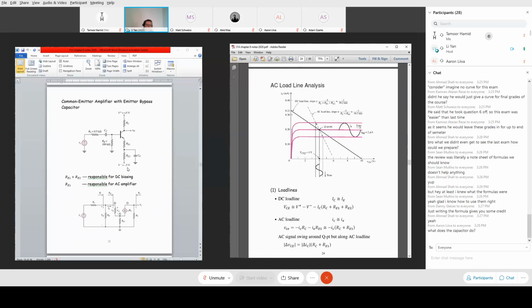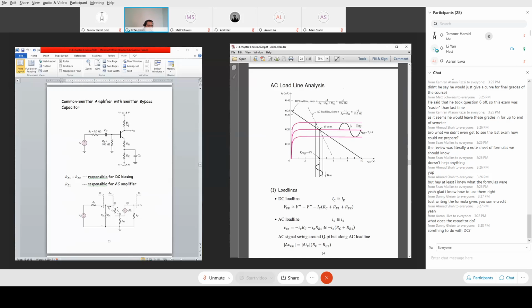So go back to the original circuit. If you neglect the capacitor effect, that is, let it open, you have a DC biasing circuit, and you can calculate the DC load line. The DC load line is a DC voltage VCE related to the DC current IC. So this plus voltage minus voltage is the total voltage difference between the top and here. Then you subtract the voltage drop at resistance RC and RE1, RE2, and you get the VCE out here.